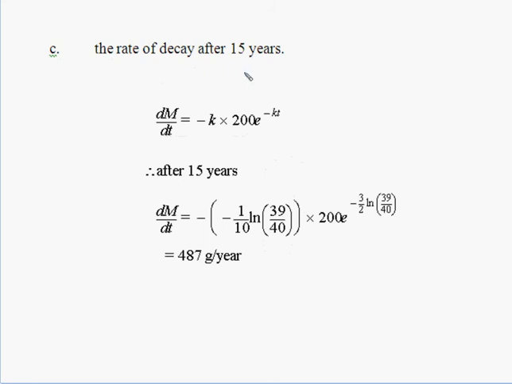And the rate of decay after 15 years. So what's the rate will be the minus k times 200 e to the minus kt, because we derive it. So after 15 years, there's our value of k that we've had before and what we had in the last question. So last part of the question. So when we do that calculation, because it's in kilograms, it should come out as 0.487, or if you write it as 487 grams per year. We can keep it in kilograms per year if you like.